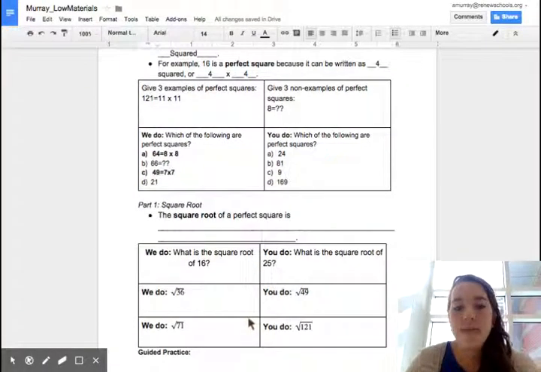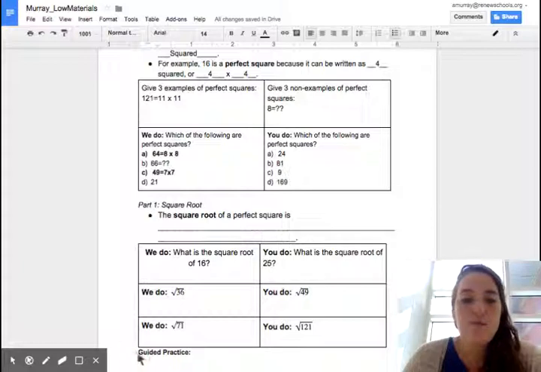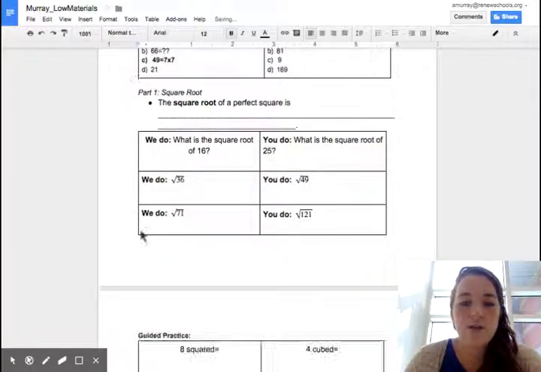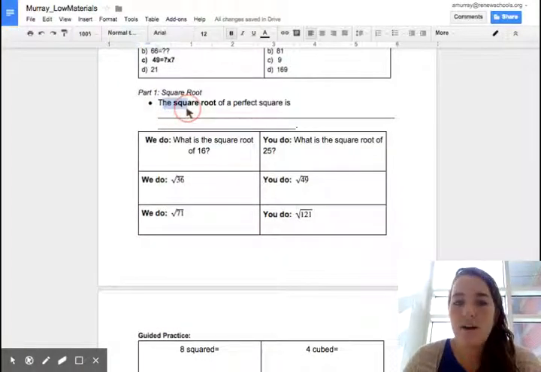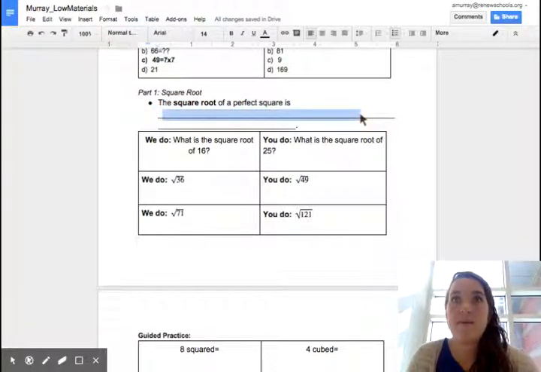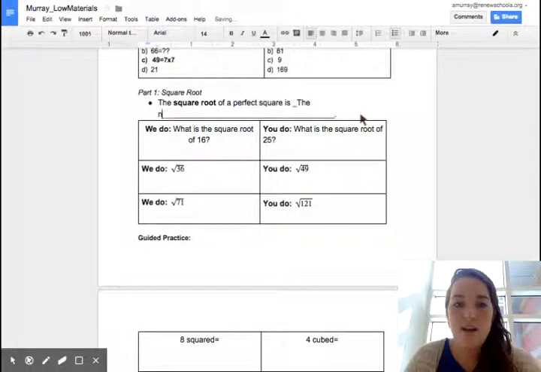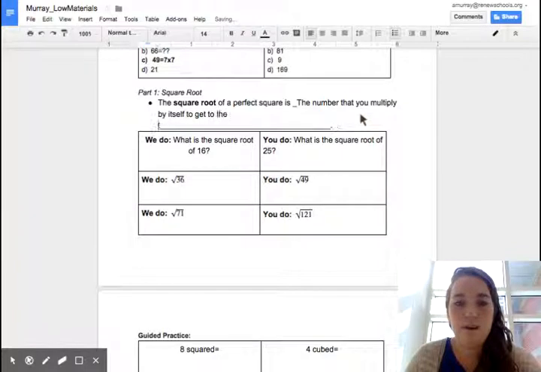All right, now that we have reviewed perfect squares, we are going to go into square roots. So the square root of a perfect square is the number that you multiply by itself to get to the perfect square. I know your blanks got kind of messed up on your paper, but fill this in.